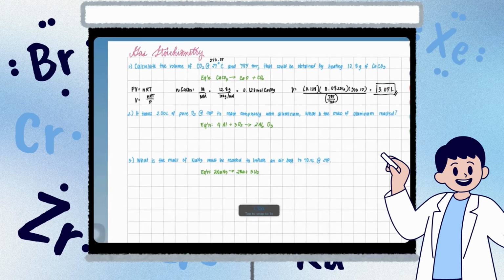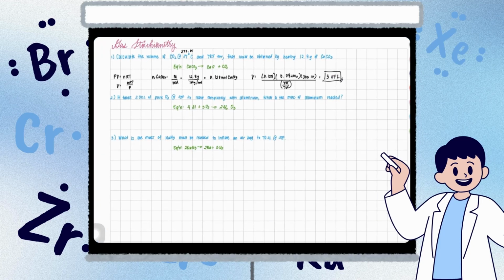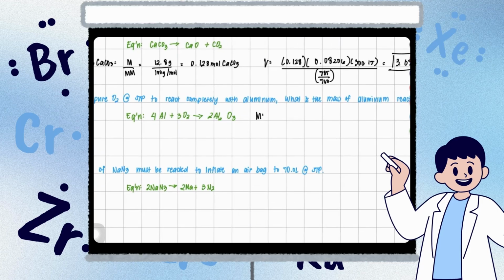Next, we have number 2. It takes 2 liters of pure oxygen gas at STP to react completely with aluminum. What is the mass of aluminum reacted? The given equation is 4Al plus 3O2 combined produces 2Al2O3. Now the first step in getting the mass of aluminum is to find the molar ratio of aluminum reacted and pure O2.